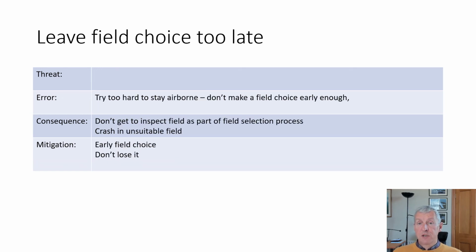Leaving the field choice too late, the error is we try too hard to stay airborne, and there's lots of examples of people doing this, trying to thermal down to a small number of hundreds of feet, and then making a very late field choice and going straight in, so they don't get to inspect the field as part of their field selection process, and they crash. And the mitigation is choosing a field early and then not losing it because you've drifted away once you've chosen it.